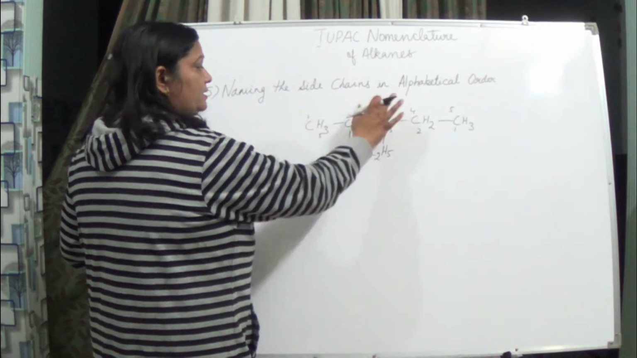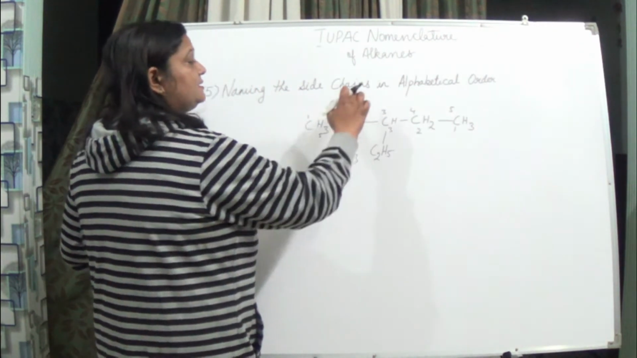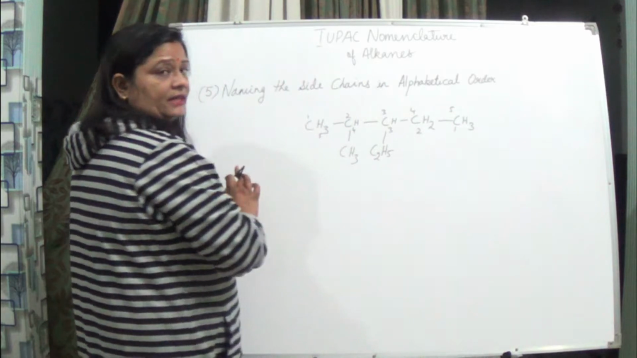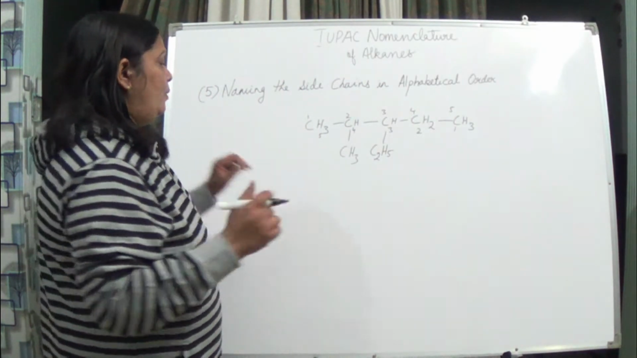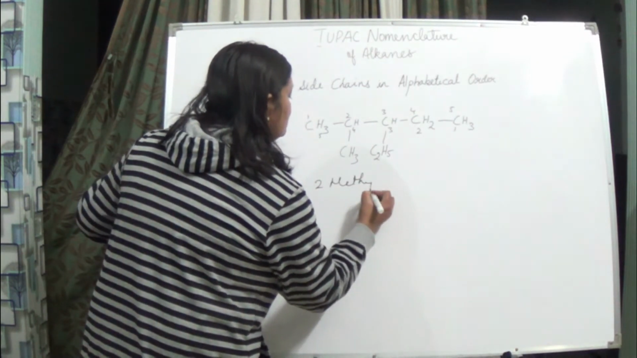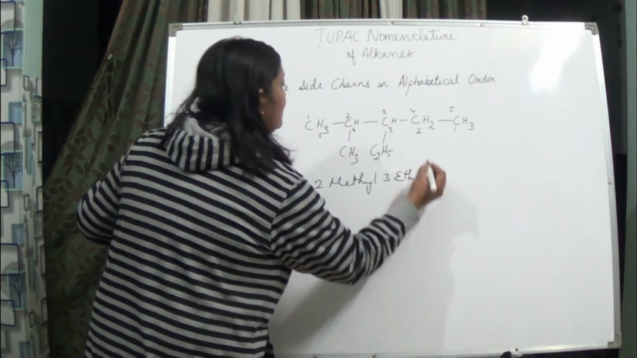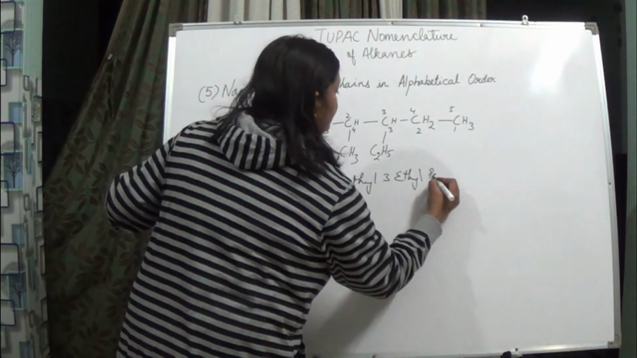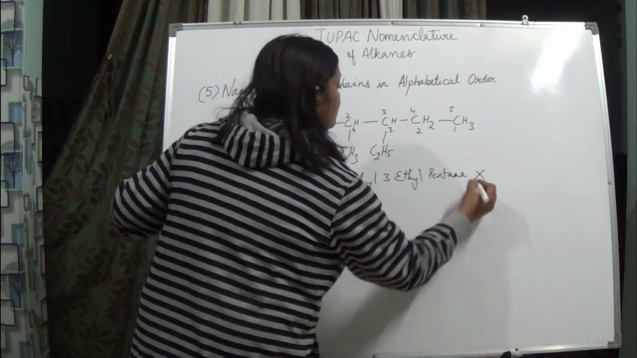So we will be counting in this manner, 1, 2, 3, 4, 5, where the 2nd position has methyl and the 3rd position has ethyl. But we will not be writing 2 methyl, 3 ethyl, pentane. This will be wrong.